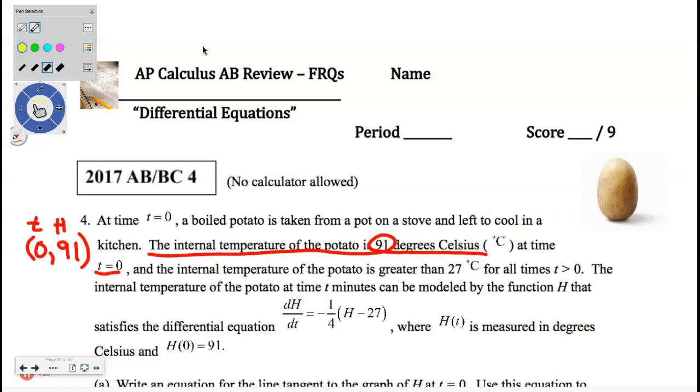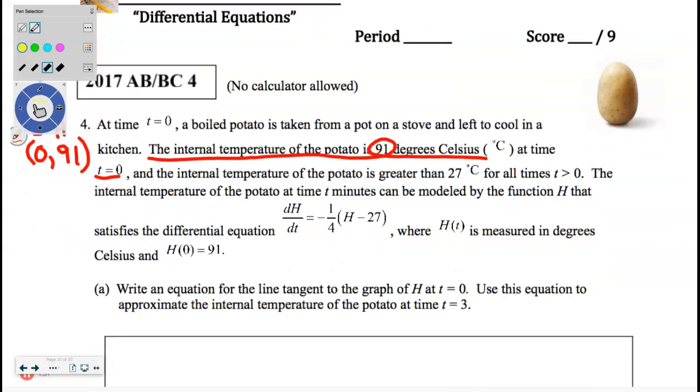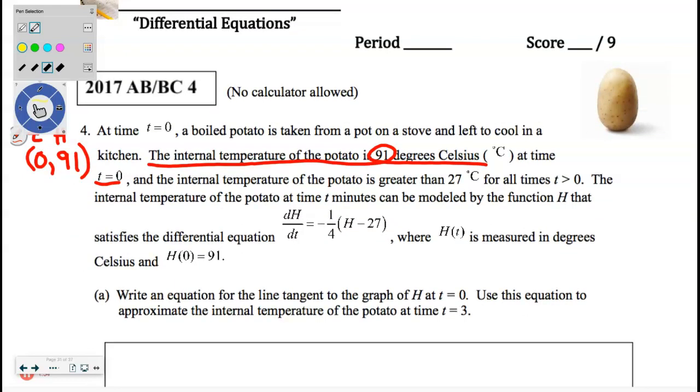All right. So then they tell you that the internal temperature of the potato is always greater than 27 degrees Celsius. What you are going to learn when you do Newton's law of cooling in Calc BC is that's actually probably the temperature of what we call the surrounding medium, because you can't have something colder than the atmosphere in which it's in. Does that make sense? Like if I fall in the lake and my body starts to cool rapidly, I can't get colder than the temperature of the lake. So this is probably telling me that the temperature of the room was 27 degrees Celsius. But I probably need that for some part of a question, so I'd underline it.